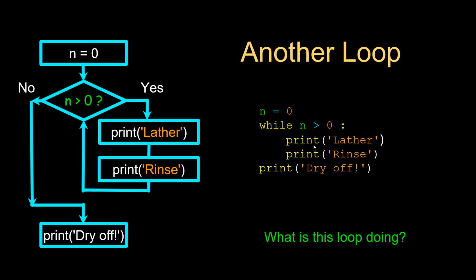Now look at the next one. What is the output of this loop? I take a variable n equals to 0. You can see over here. Dry up, sir. N is greater. Dry up.